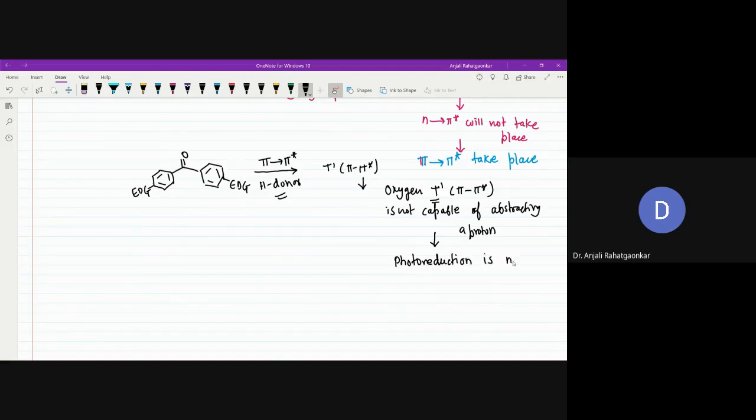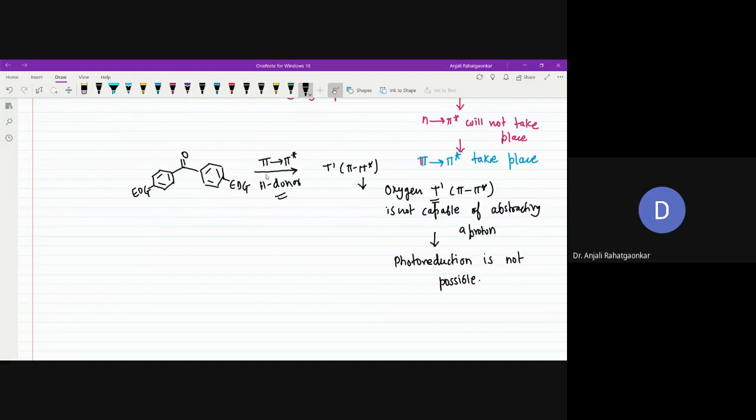Photoreduction is not possible. So whenever in the examination you see such an example, you can directly say that this type of reaction is not possible because of these two reasons. The first reason is that this reaction is initiated by a pi pi* transition, right? It means that it requires higher energy.